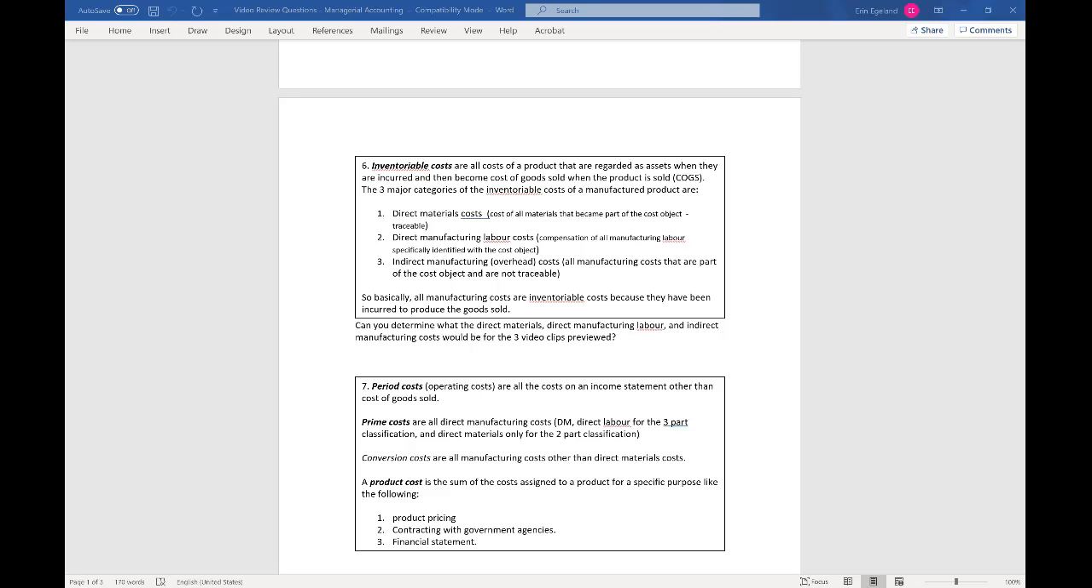Maybe the packaging design for the packages that the chocolate was wrapped in, would that be a period cost? Yeah, I would say that's a period cost, because it's not really part of the manufacturing of the product. It's just more of, make it look nice when you sell it.